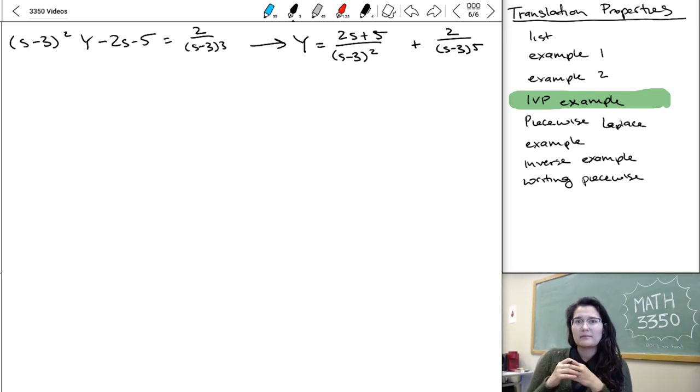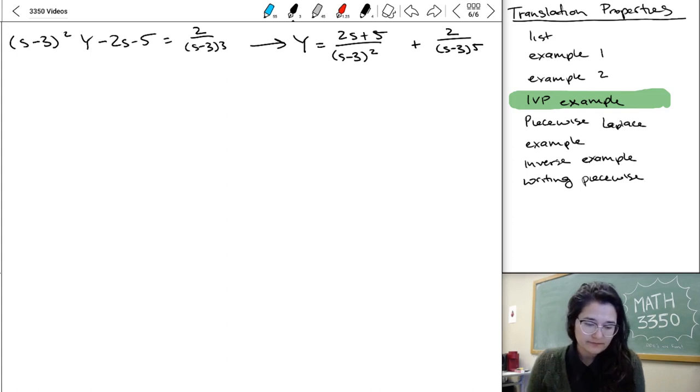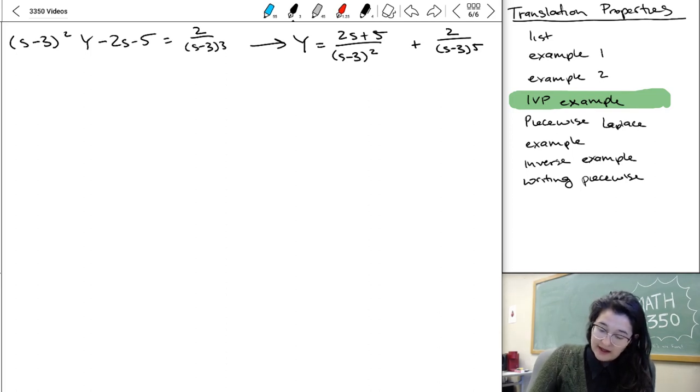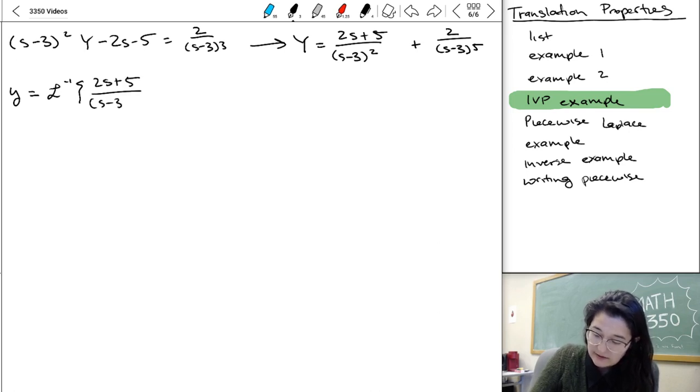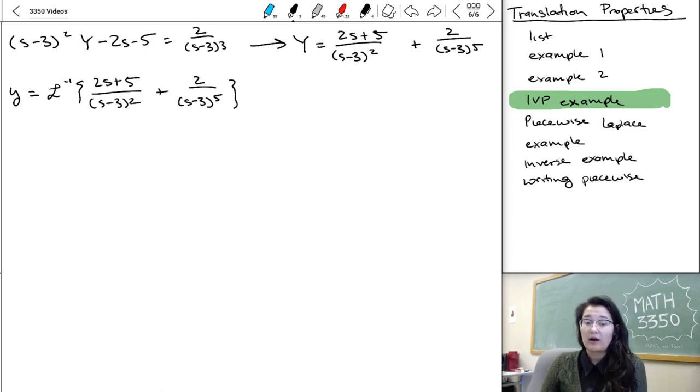Since you can add together powers when you're dividing them or multiplying them. So then, if I take inverse Laplace of both sides, I'm going to get little y on the left all the time. And then I just need to find L inverse of (2s plus 5) over (s minus 3) squared plus 2 over (s minus 3) to the 5th. And if I can do that, I'll be done with this problem.